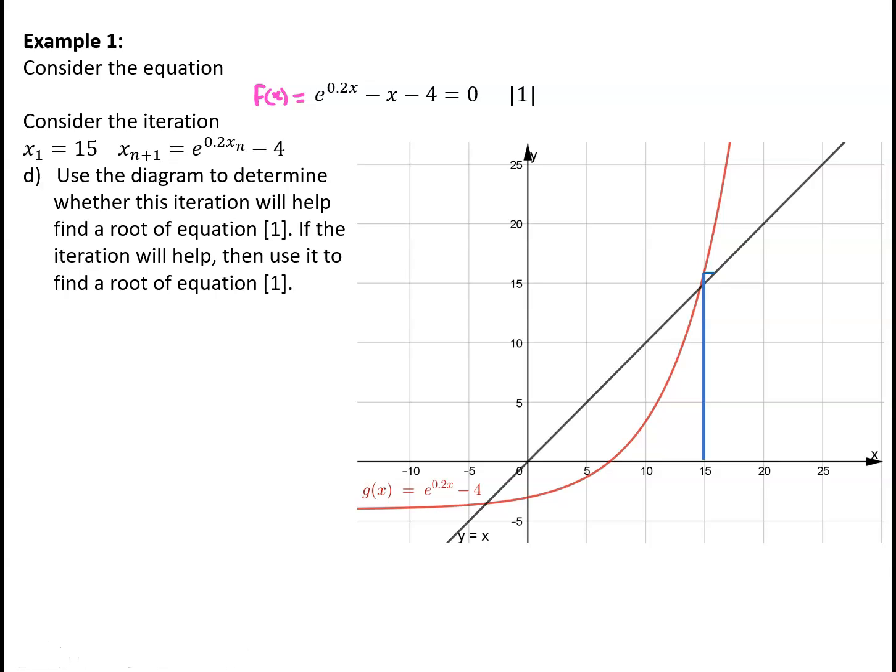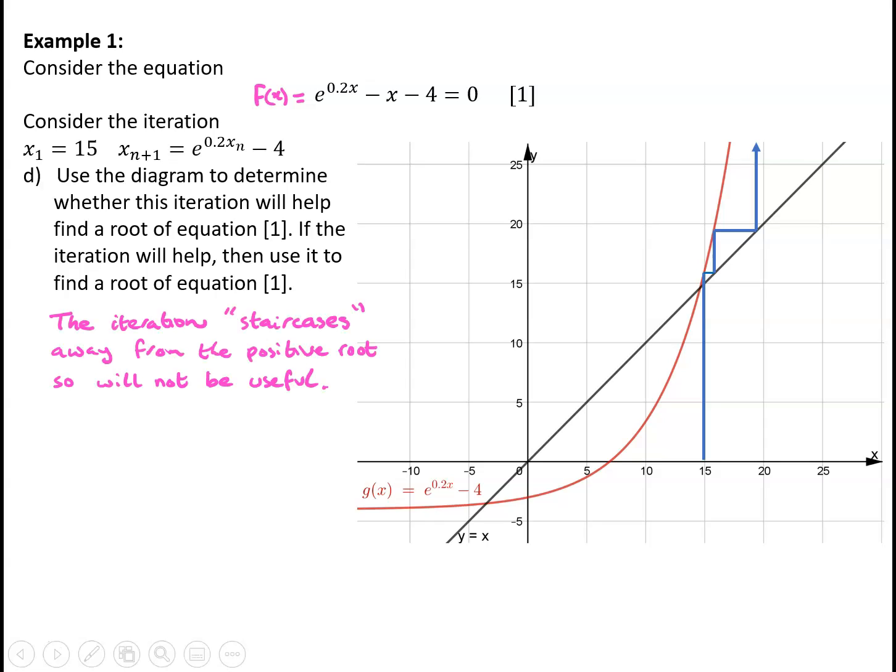Vertically to the curve will now give us the point x2, x3. Horizontally to the line will give me the point x3, x3. And then vertically we're going to go way off the axes. So in this case we can see that the iteration is going to staircase away from the positive root, and in fact the values are just going to get larger and larger without giving us anything useful at all.